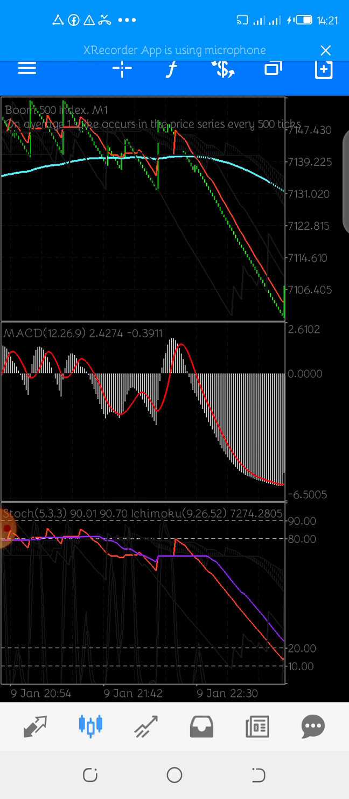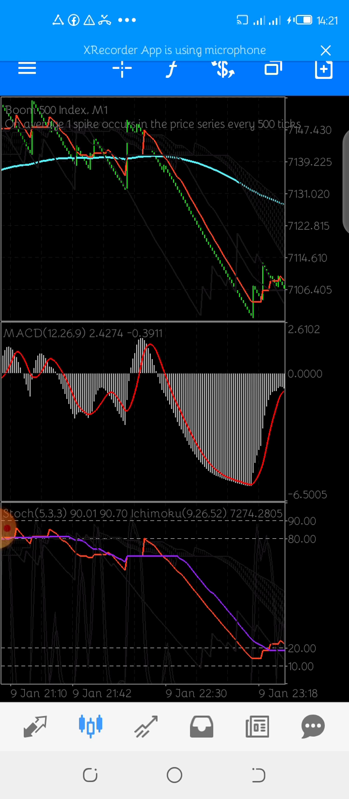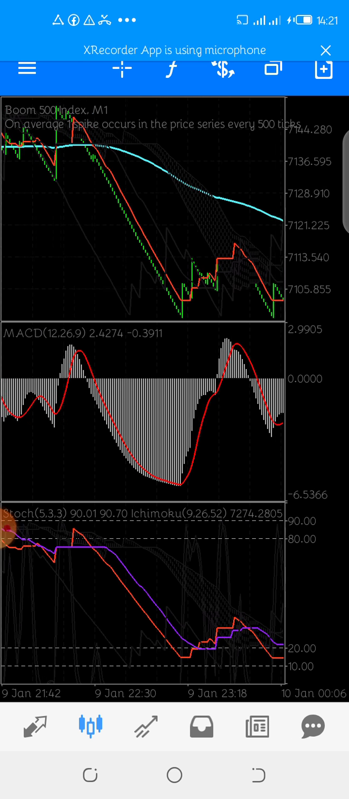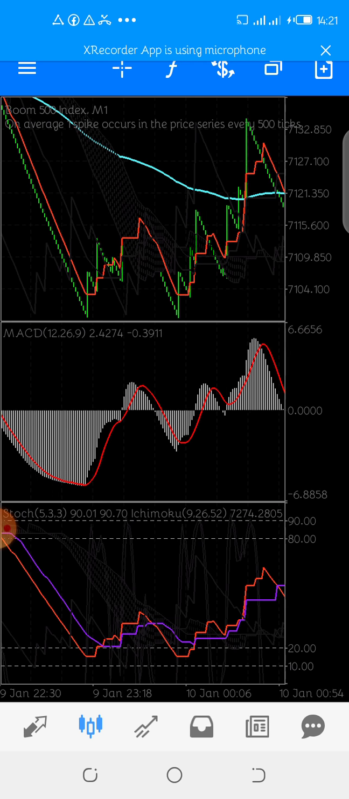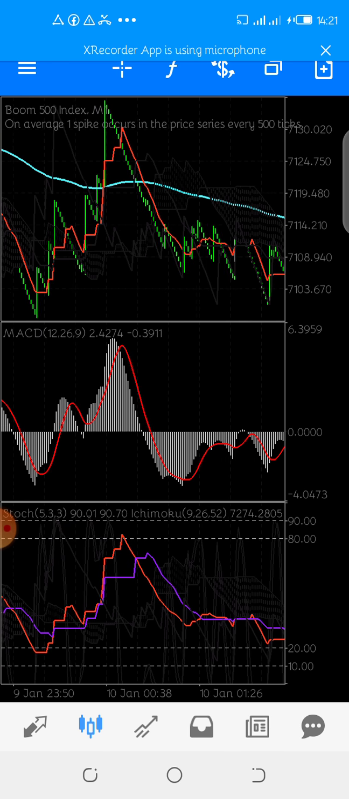Let's continue. This is one of the setups that can be comfortable to trade the trend. So let's continue until at least we meet our requirements again.